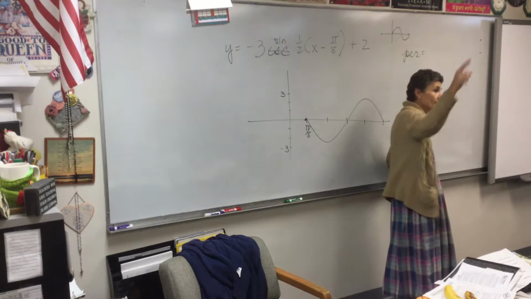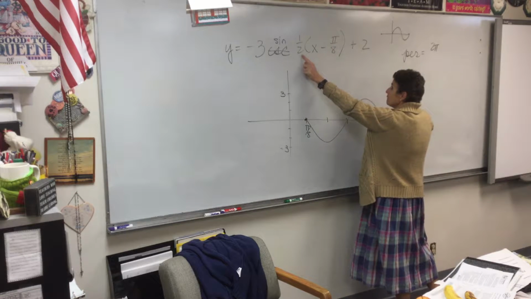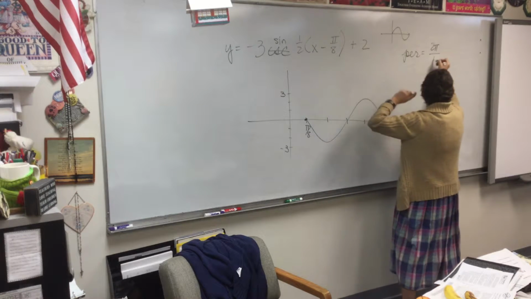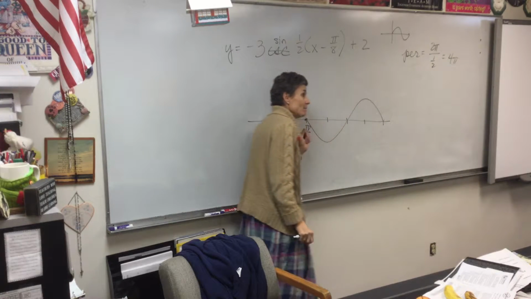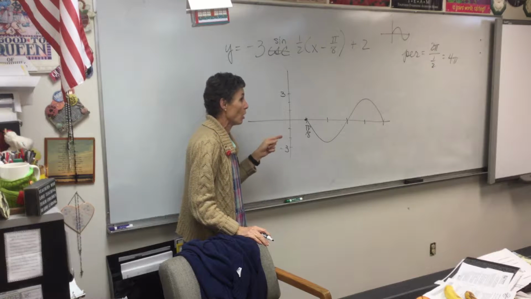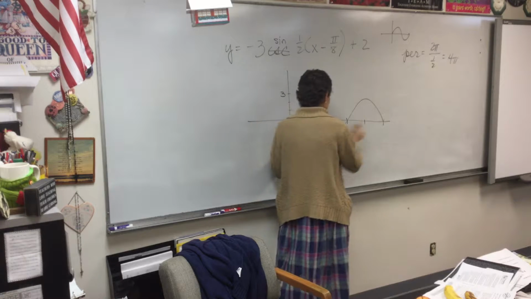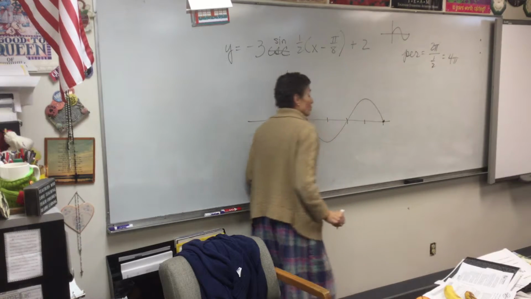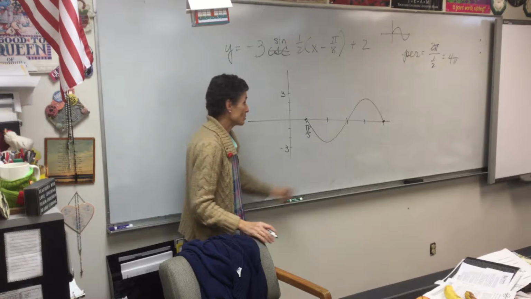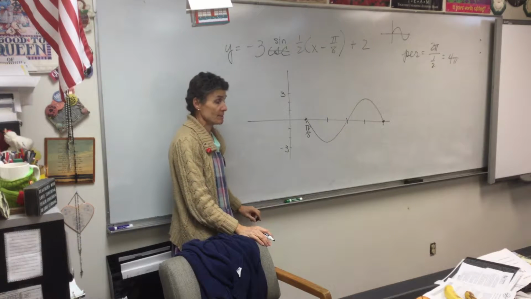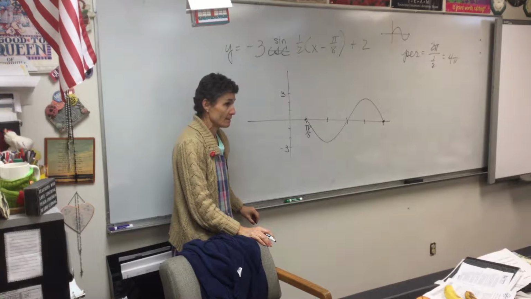1 revolution, 2 pi. But I've done something here. I've put a coefficient on my x, which divides my period. So my period is twice as long as it normally is. So from this dot to this dot would be 4 pi. All right, so what's the label on that dot going to be? Do not say 4 pi. It's not 4 pi. What is the label on it going to be?